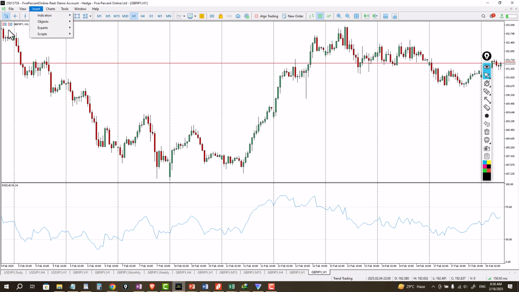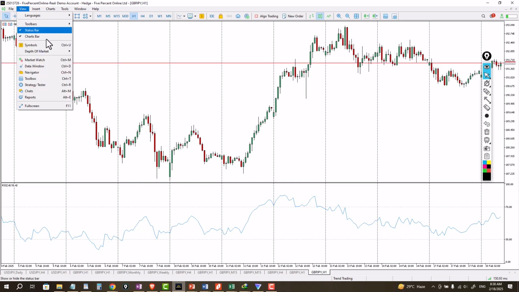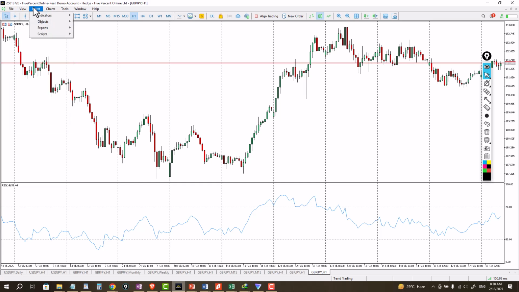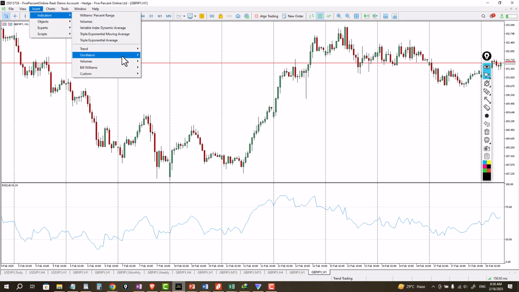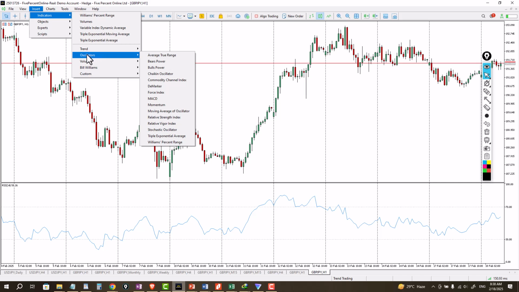So let me quickly show that to you. As you can see, I'm inside MetaTrader 5, and when you click on the Insert tab, you're going to see under indicators, we've got a category for trend indicators, oscillators, volume, Bill Williams, and custom indicators. I'm actually talking about the indicators which fall in this category, okay? The oscillator indicators. Now, basically, any one of the indicators here, well, most of them, I would say, can be used as indicators for identifying divergences within the markets.